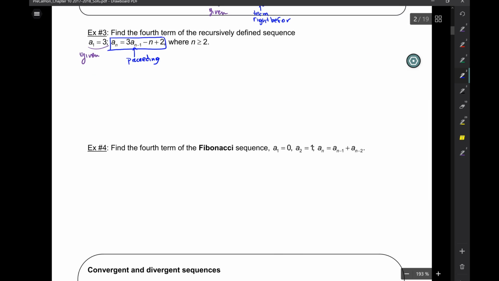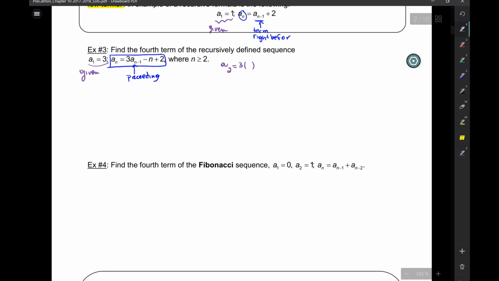So let's just do, okay, we need A4. Before that, though, we need to find A2 and A3, right? So what about A2? A2 is going to be 3 times what? 3. Because look, it's 3 times the term that came right before the one I'm finding now. So that's a 3. Minus what's n here? 2, plus 2. So that's going to be a 9.